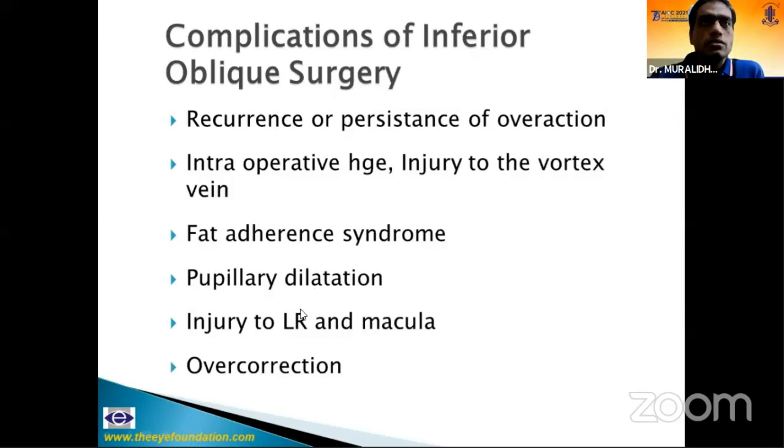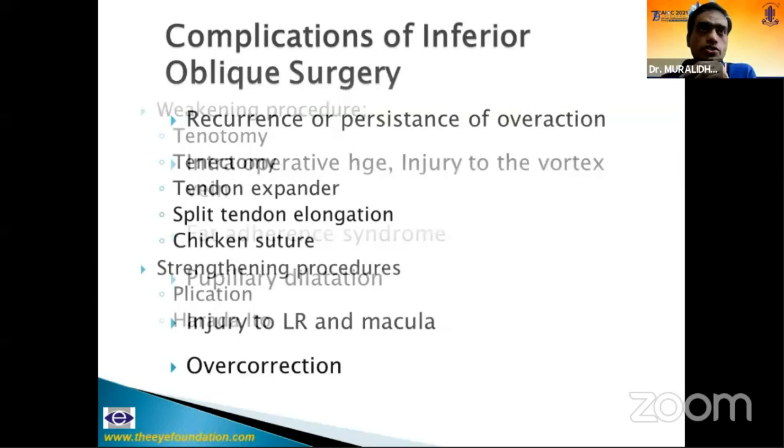And pupillary dilatation, usually transient. Injury to the lateral rectus and macula is very, very rare. And overcorrections can happen. Fortunately, they are transient, but you can have anti-elevation syndrome if you go to the +1 station for inferior oblique anteropositioning.